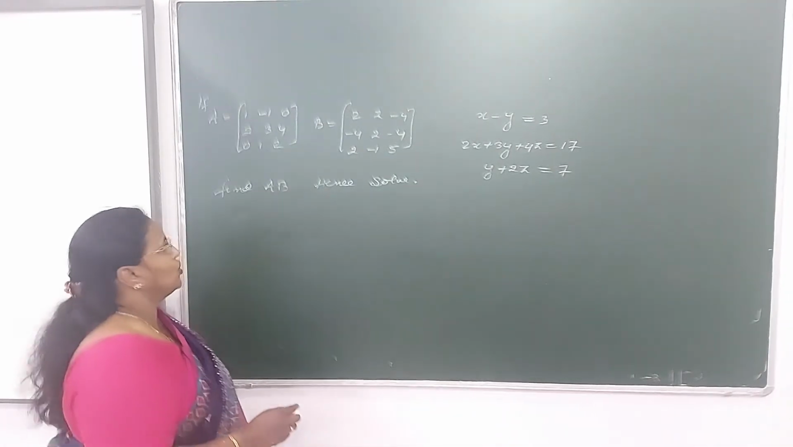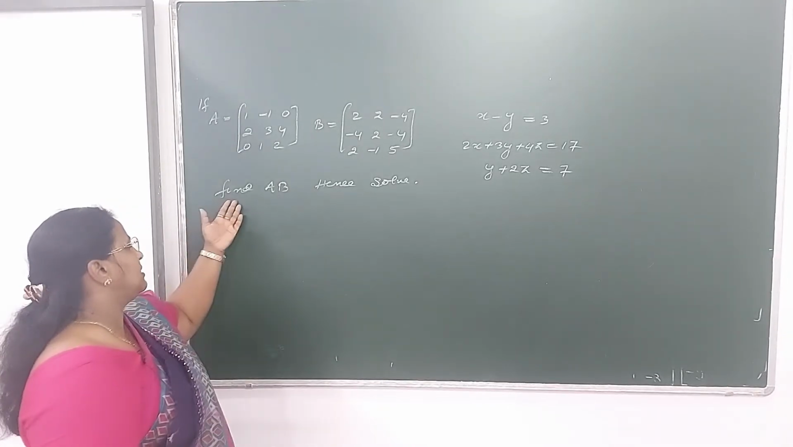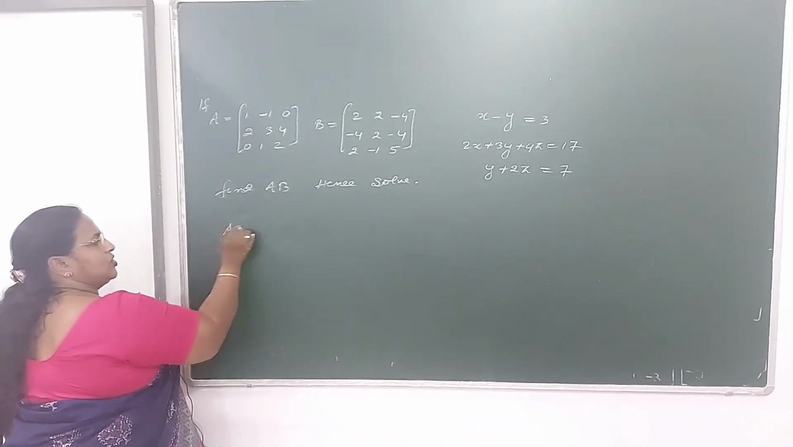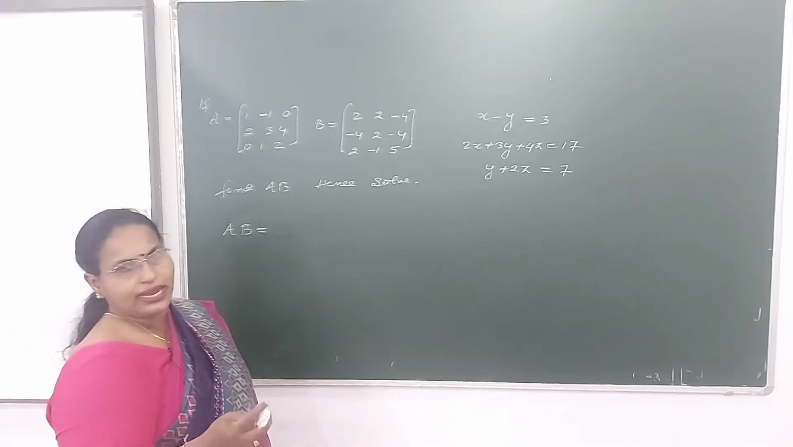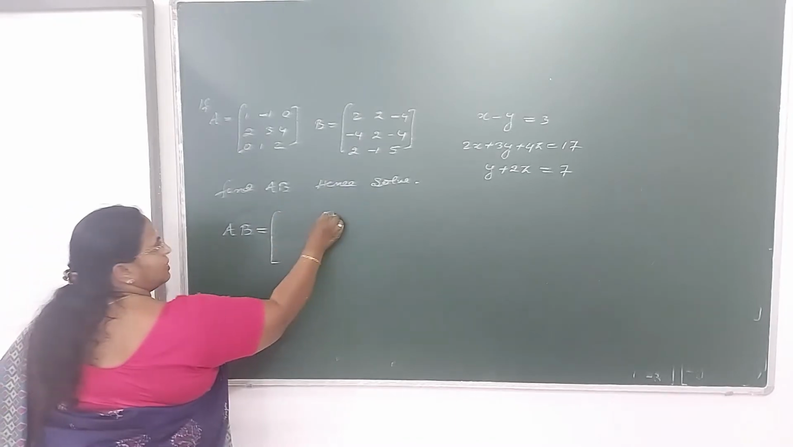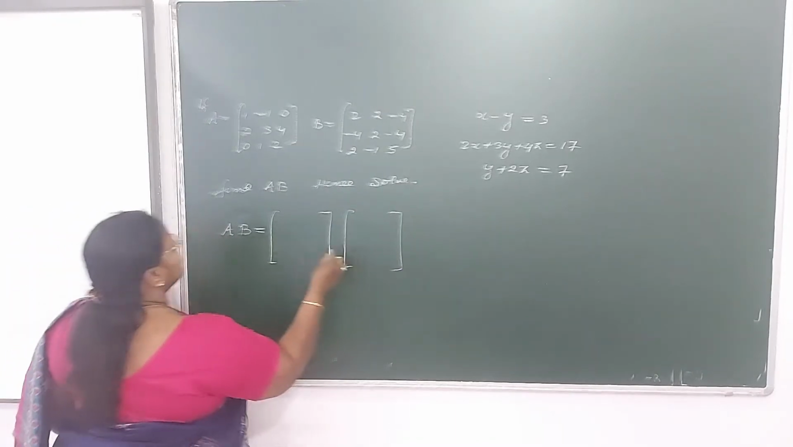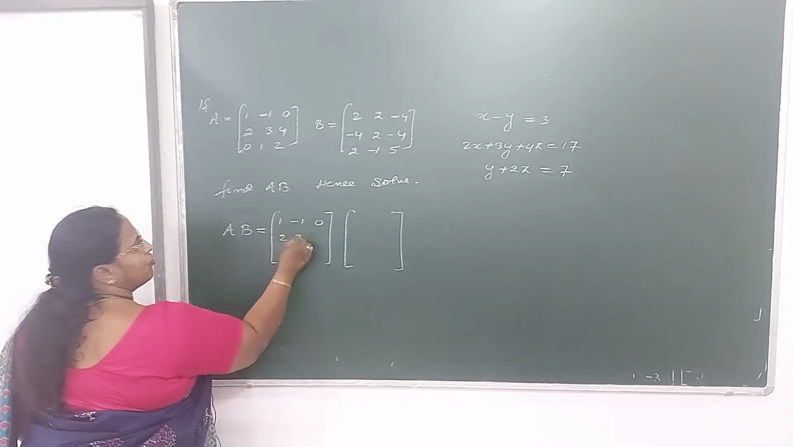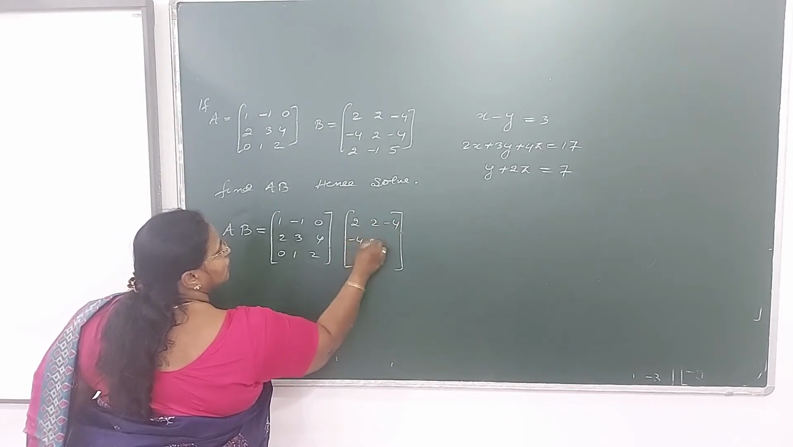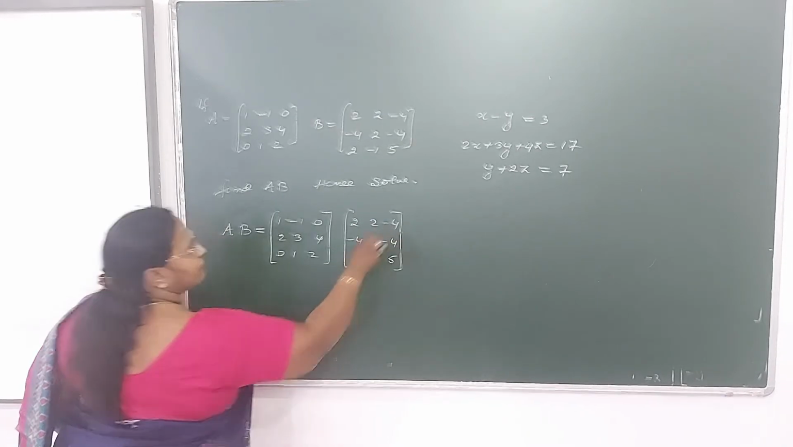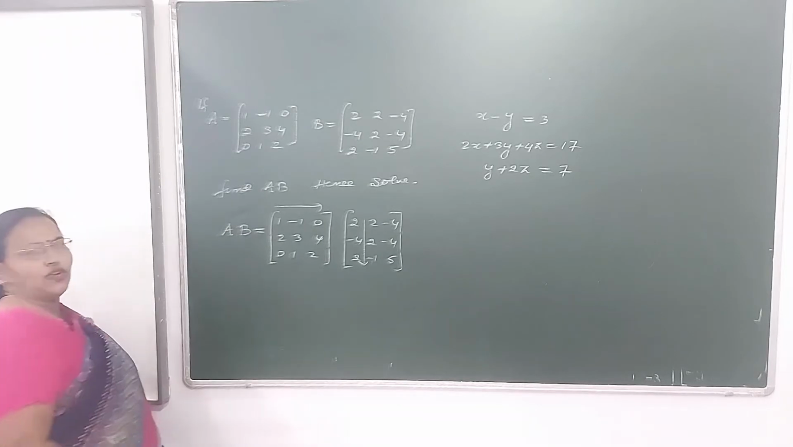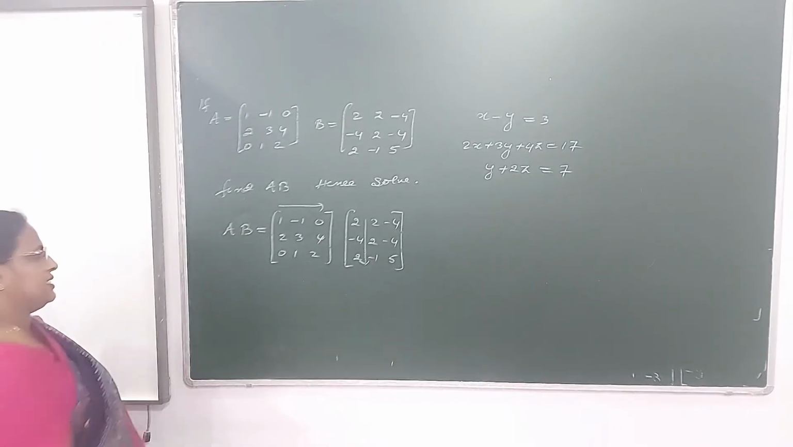Now see what the procedure is, what to do. Firstly, it is asked to find AB. Okay, let us find AB. Multiply the two. And whatever result you get, you will use that to solve this. So place the matrices in their positions. What is the A matrix given? 1 minus 1 0, 2 3 4, 0 1 2. And the B matrix is 2 2 minus 4, minus 4 2 minus 4, 2 minus 1 5. Let us multiply, the same procedure. The row of the first is multiplied to the column of the second.